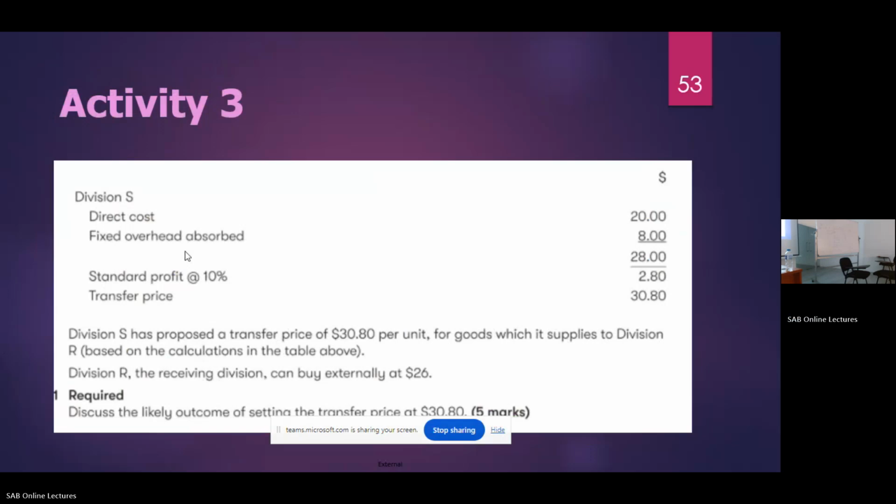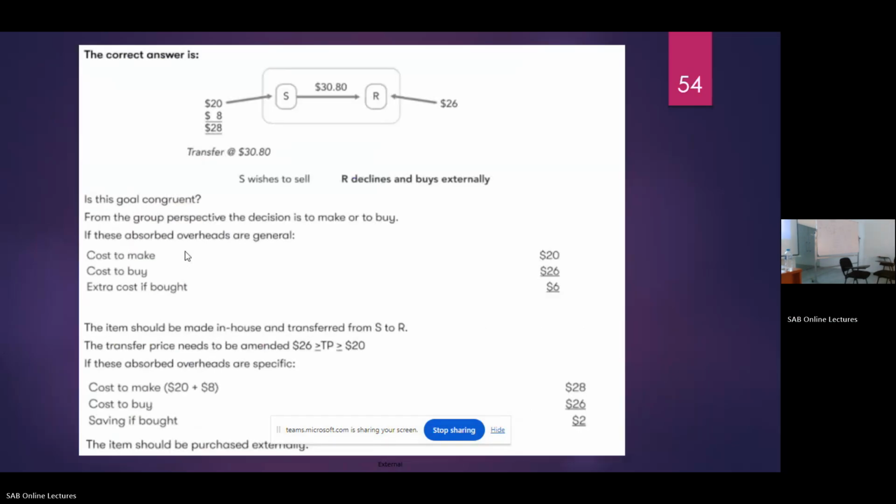Right? So that is the scenario we can discuss. From the group perspective, the cost is 20, and buying from outside is 26. So there is an extra cost of 6 for buying. So company-wise, you had better produce.